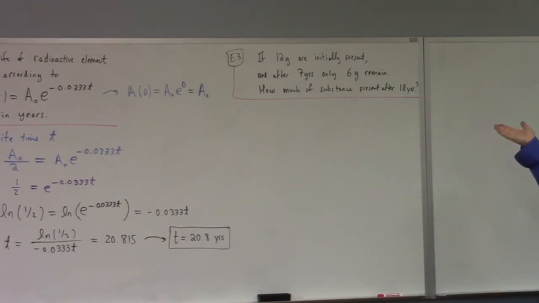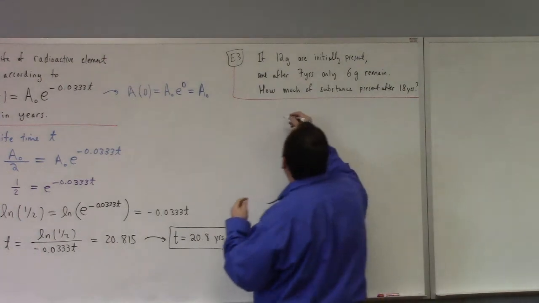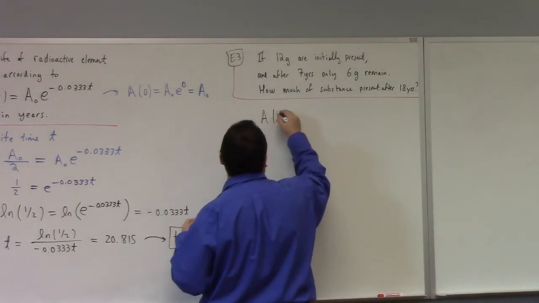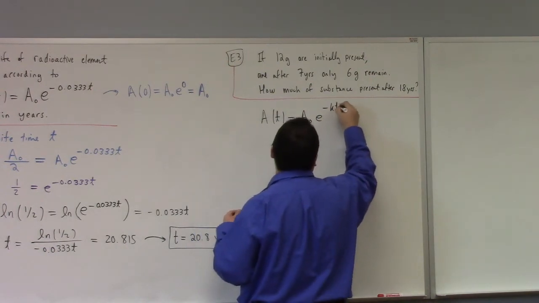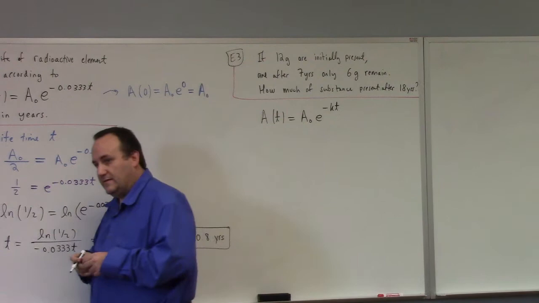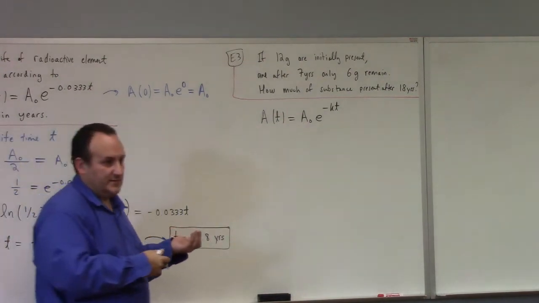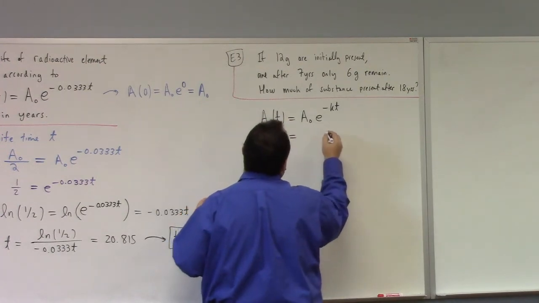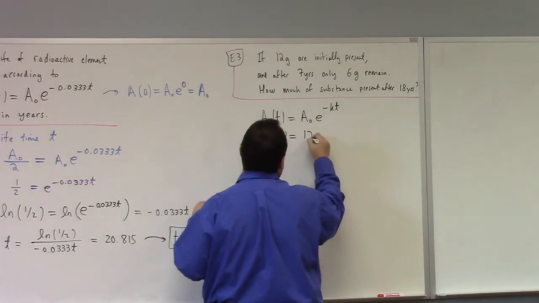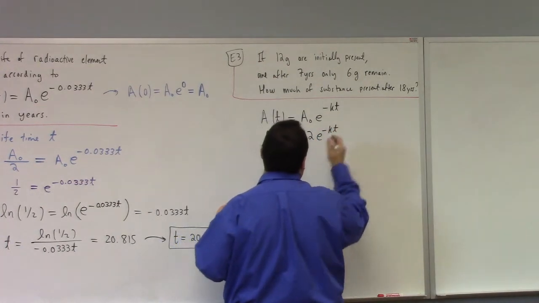You can see from the numbers that it goes from 12 to 6, that's half. It takes 7 years, so that means the half-life is 7 years. So anyway, here we go. What we know is that A of t is equal to A0 e to the minus kt. So k is the decay rate, and A naught is the initial amount, which we know. So A is equal to 12 e to the minus kt.